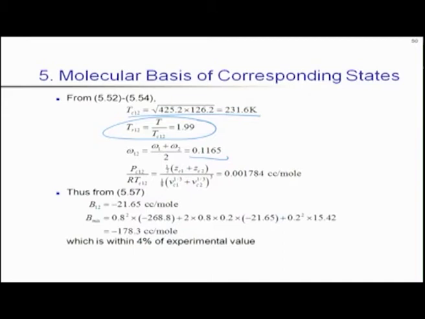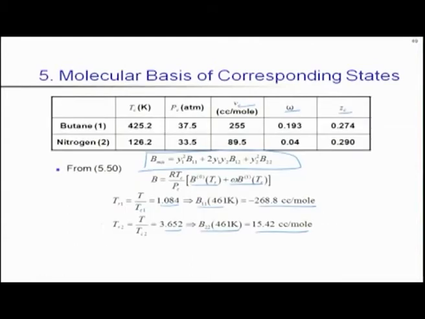Once we know PC of 12, we have B12, which is calculated. Now you plug in these expressions of B11, B12 and B22 in the B mix expression which was here.